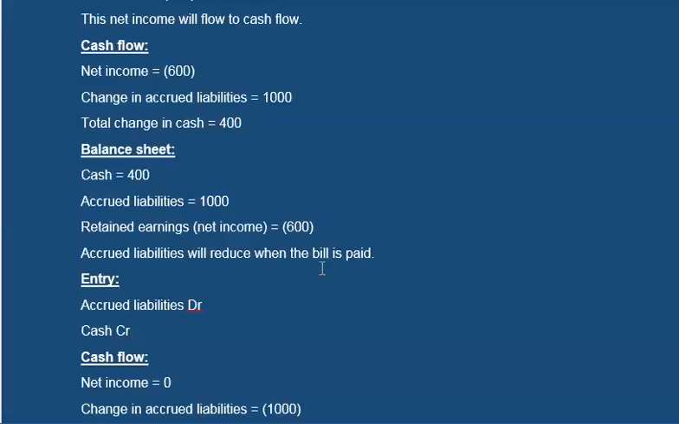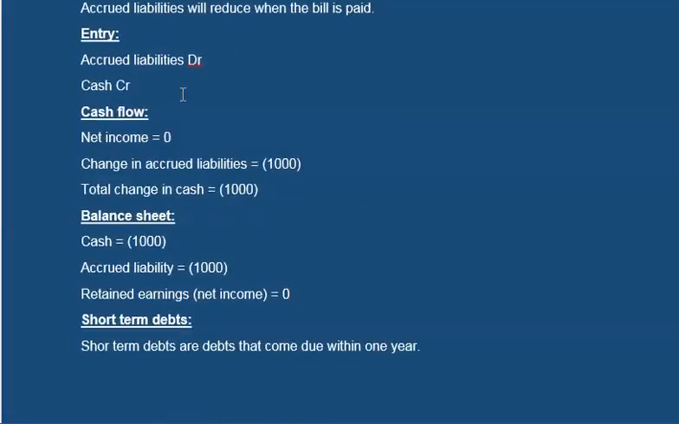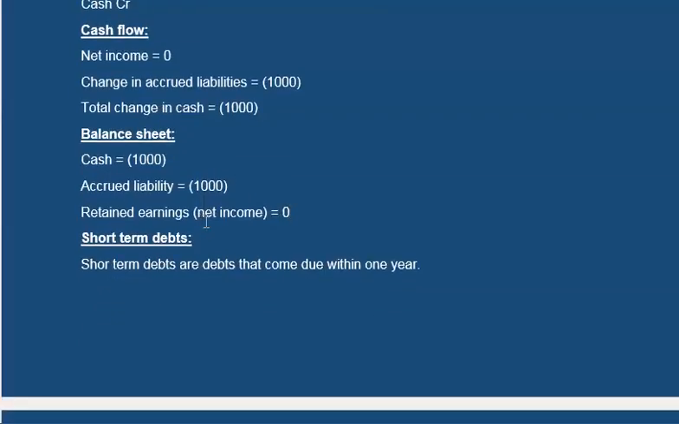Accrued liabilities will reduce when the bill is paid. Entry will be accrued liabilities debited and cash credited. Cash flow. Net income equals 0. Change in accrued liabilities is negative 1000 and total change in cash equals negative 1000. Balance sheet will look like this. Cash negative 1000, accrued liability negative 1000, retained earnings, net income is 0.